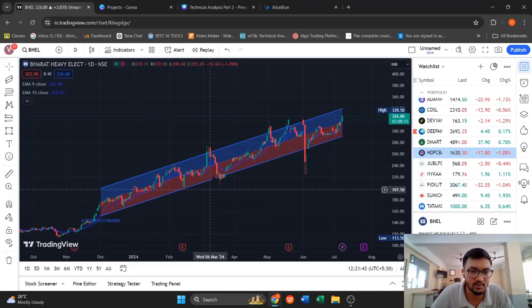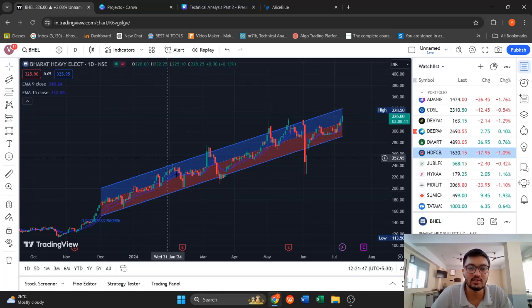So this is dynamic resistance, and this is dynamic support, and this is dynamic resistance. So the price is resisting at this particular time.